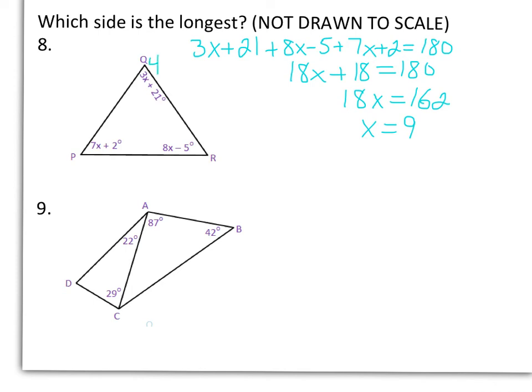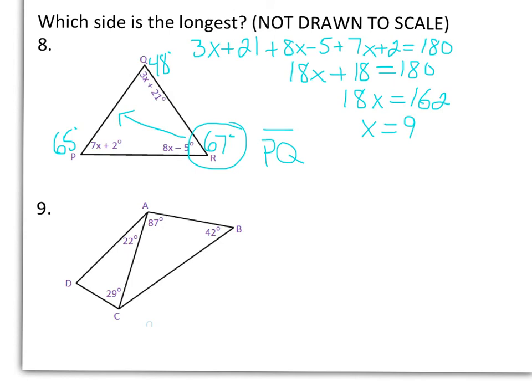I did that and got angle Q is 48 degrees, angle R is 67 degrees, and angle P is 65 degrees. So my largest angle is angle R at 67 degrees, which makes my longest side PQ. It is the side opposite my largest angle.